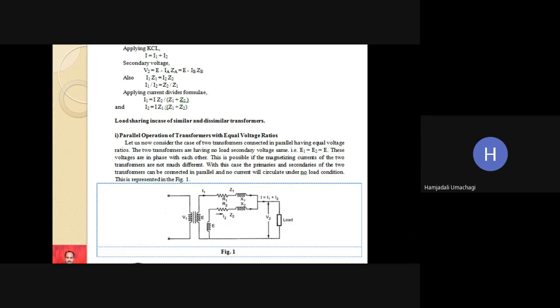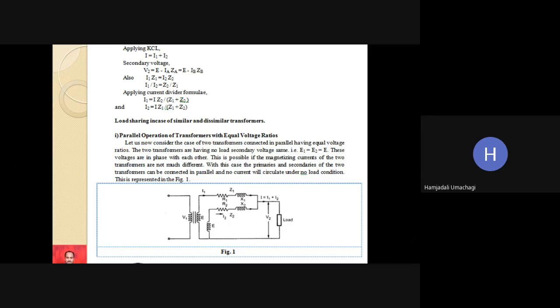Now the first case is load sharing in the case of similar and dissimilar transformers. First we will discuss load sharing in the case of similar transformers. Similar transformers means equal voltage ratios, that is, the first transformer's induced EMF is E and the second transformer's induced EMF is also E. If they have the same induced EMF, they are called similar transformers or equal voltage ratios. When two transformers have equal voltage ratios, what is the load shared by the first transformer, I1, and by the second transformer, I2? This we have to calculate.